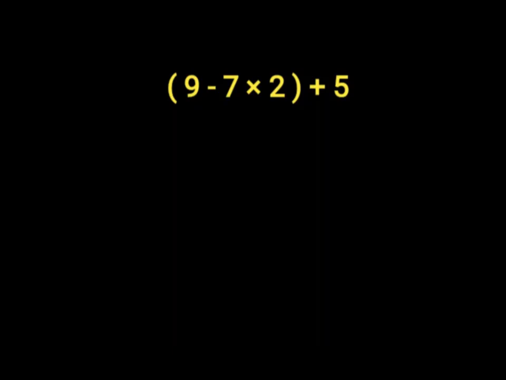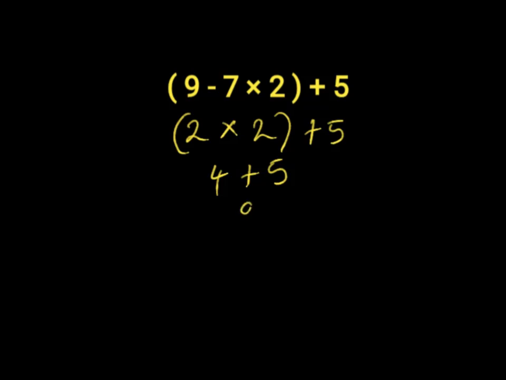Parentheses 9 minus 7 times 2 plus 5. 9 minus 7 will give us 2. Then we have 2 times 2. Then bring down our 5 here. 2 times 2 will give us 4. Then we have 4 plus 5. 4 plus 5 is equal to 9.